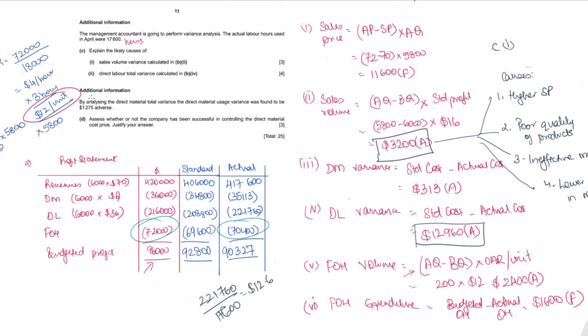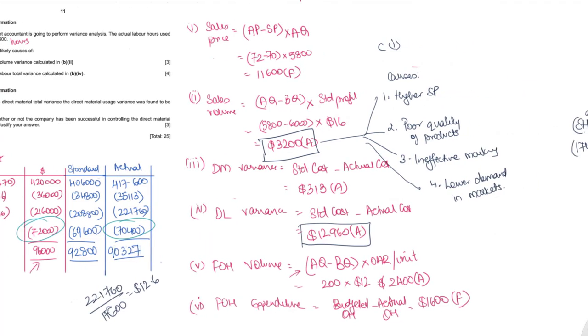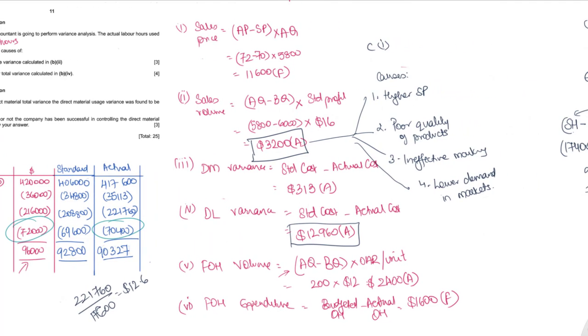Then we have the additional information. By analyzing the direct material total variance, the direct material usage was found to be 1,275 adverse. Okay, usage they've given you 1,275. Assess whether or not the company has been successful in controlling the direct material price variance or cost price variance. See, if we take down the total direct material variance, which is $303 adverse, we can divide it into either usage variance or cost price variance or material price variance.